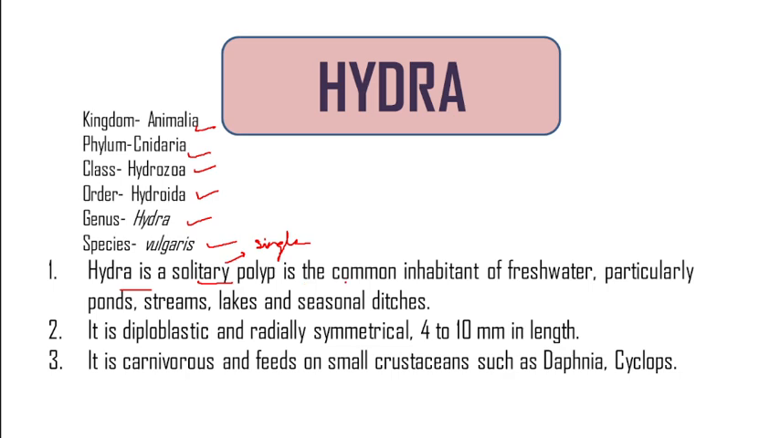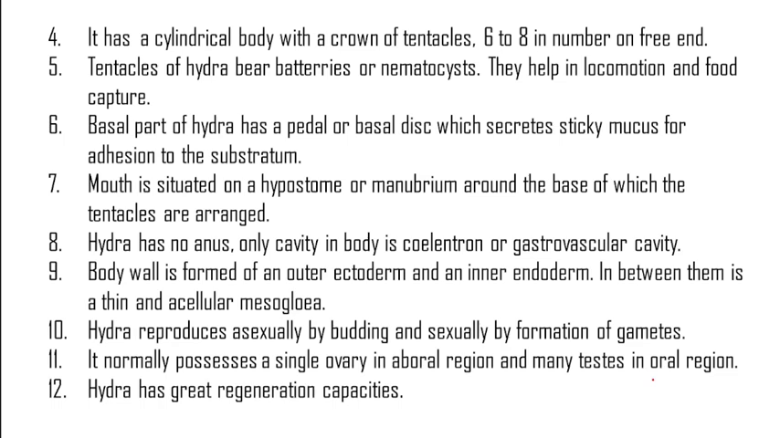Solitary polyp is the common inhabitant of fresh water, particularly ponds, streams, lakes and seasonal ditches. It is diploblastic, which means its body is made of two embryonic membranes, and radially symmetrical, 4 to 10 millimeters in length. It is carnivorous and feeds on small crustaceans such as Daphnia and Cyclops.